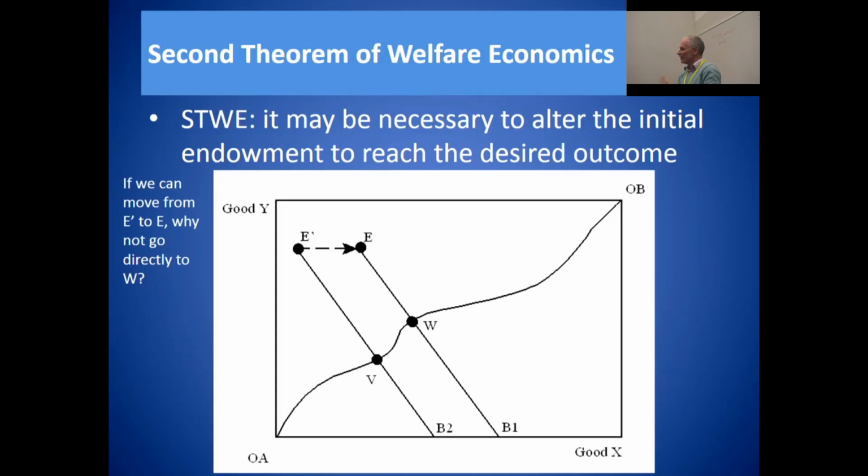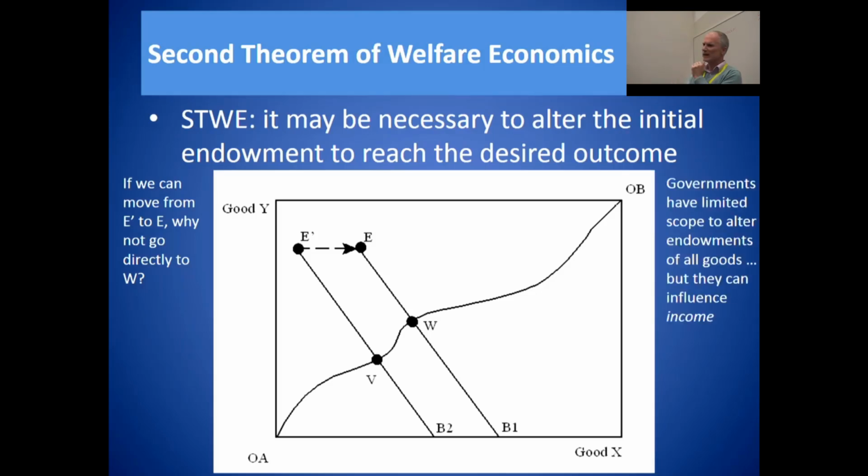We've said that that's our endowment E prime, and it's not consistent with our desired outcome at W. So what we do is we just shift E prime to E, and then we rely upon market forces. This is the strange part. Well, if we're going to shift the endowment from E prime to E, why doesn't the government just shift it directly from E prime to W, and get its desired outcome? Wouldn't that be the more plausible outcome? So what is this second theorem really getting at?